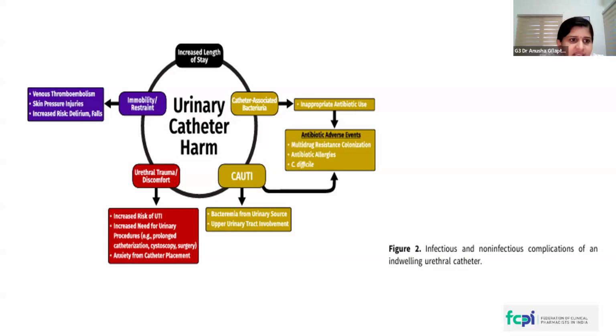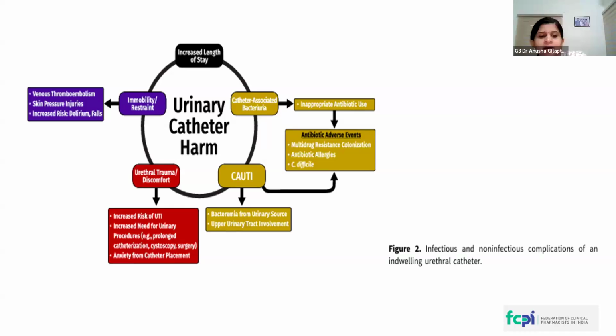And when a urinary catheter is there, usually the person is not mobile. He is usually limited to his bed. So this can cause more chance of venous thromboembolism because he can develop DVT. There is also more chance of developing pressure ulcers, because he is immobilized. So all these unwanted problems can occur because of the duration of using the urinary catheter.